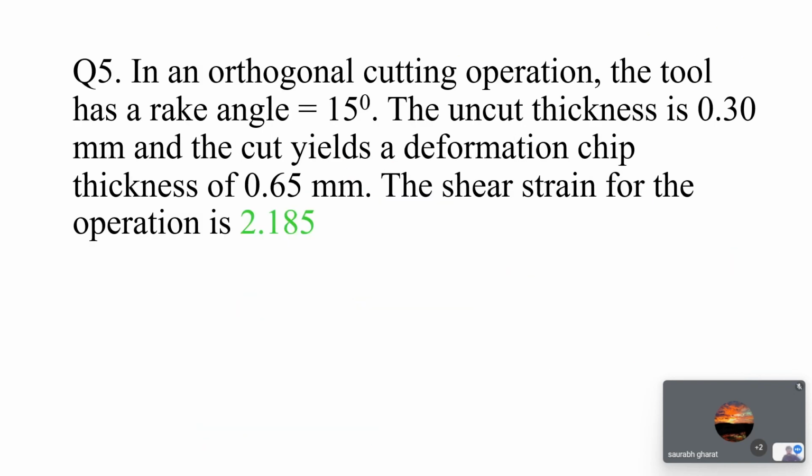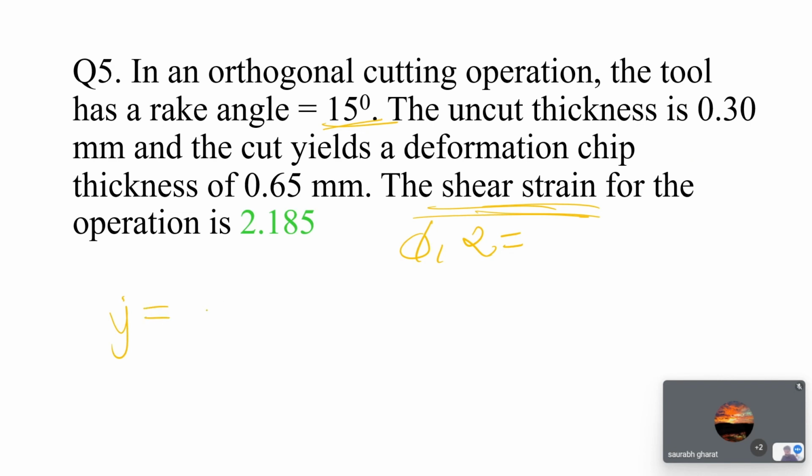This is our next question. Orthogonal cutting process, you have to find the shear strain. Again, there is a direct formula to calculate the shear strain. You just need to find the phi angle, because the rake angle is given here, and the uncut chip thickness is given, so you can find phi. Phi and alpha are what you need to find, and then you can get the answer for shear strain.